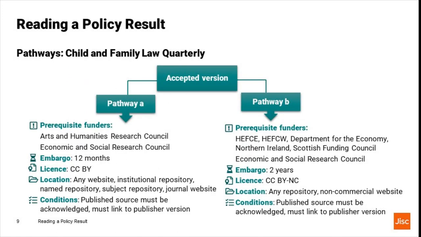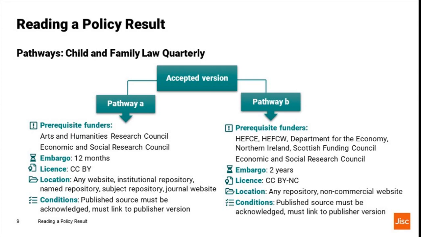Each version of an article contains one or more pathways through which the article can be made open access. Here is an example of what we mean by a pathway. This example is taken from Child and Family Law Quarterly. For the accepted version of this article, there are two different pathways through which the article can be made open access. The key difference between the two pathways is the prerequisite funders. The author must follow Pathway A or Pathway B, depending on who the article is funded by.